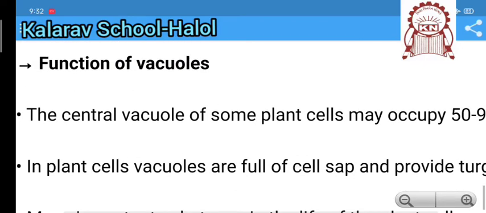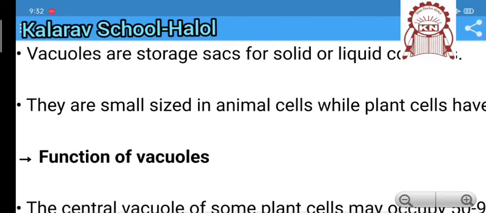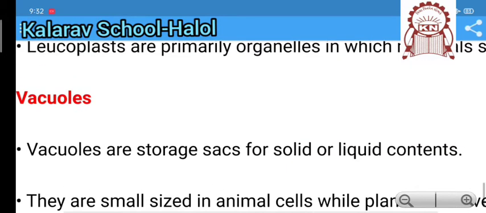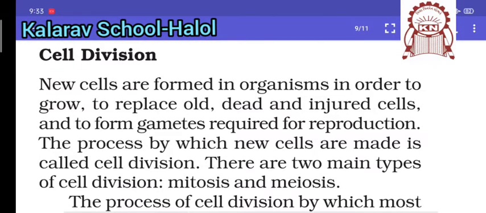Here we have studied the different types of cell organelles, that is plastids, vacuoles, mitochondria and many others. We can say that cell organelles have an important role in the cell's life. So here I have completed the cell organelles.